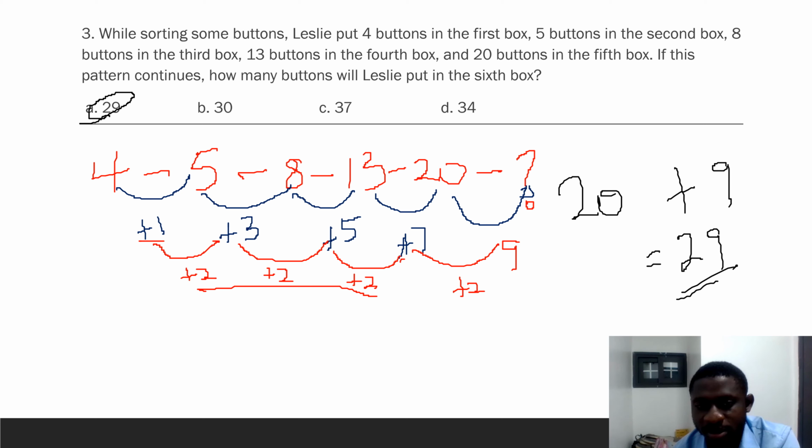Now another way out on this very question is, I realize that the numbers from 4 to 5 was an increase by 1. 5 to 8, it was by 3. This is by 5. This is by 7. You realize we are increasing them with odd numbers. So odd numbers from 1, 3, 5, 7. The next would be 9. So any approach you use would equally give you the same result.